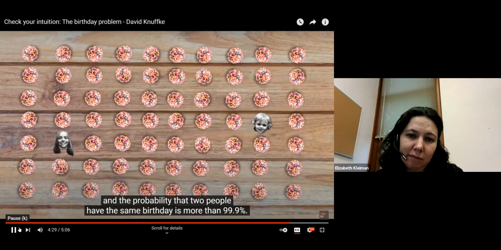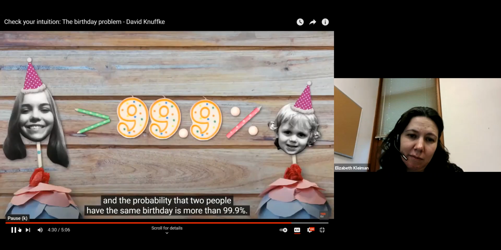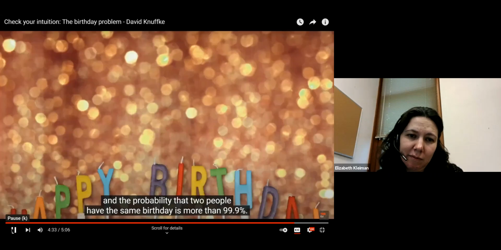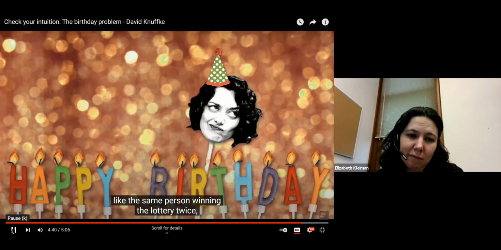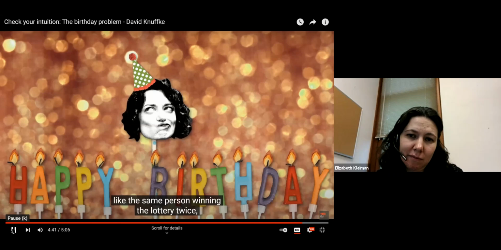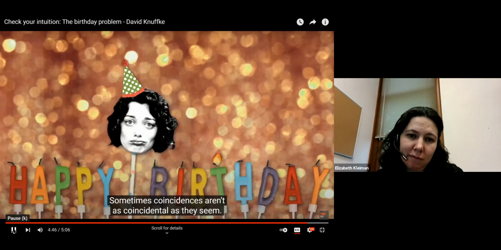The birthday problem is just one example where math can show that things that seem impossible, like the same person winning the lottery twice, actually aren't unlikely at all. Sometimes coincidences aren't as coincidental as they seem.